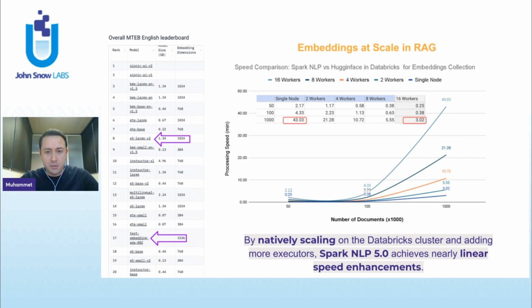For example, on the table at the right side, when we want to get the embeddings of 1 million nodes on a single node, it takes 43 minutes. But if we use 16 workers and distribute the jobs to all these workers with Spark NLP, we can get the result in just 3 minutes. This is how you can use your resources effectively, actually.